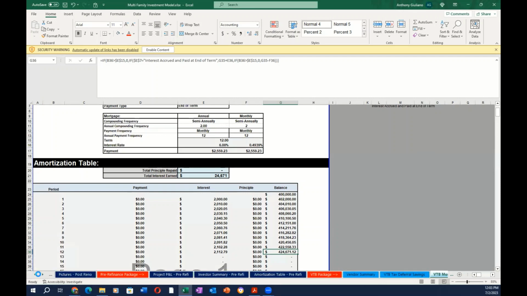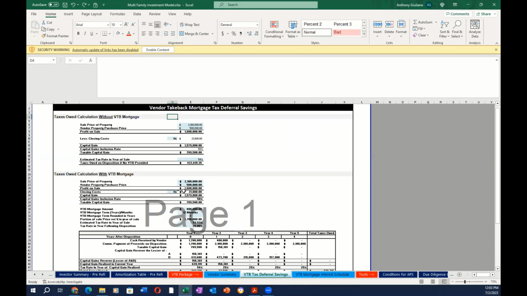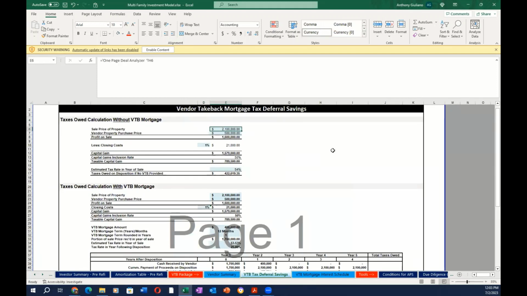I'm just going to undo what I just did over here, and we're going to continue going through the VTB summary. So the next section is calculating the savings on the tax deferral from the VTB mortgage. Now, what many people don't know is that by giving you a VTB mortgage, the vendor realizes somewhat of a tax savings because they're deferring their capital gain into another fiscal year. So you can see the sale price, like over here, this schedule will automatically get generated based on the VTB mortgage details that we entered in the other tab.